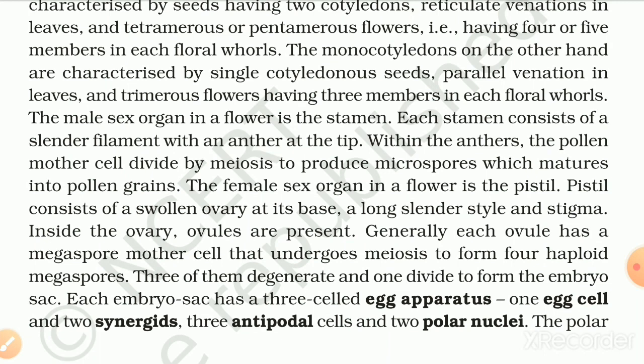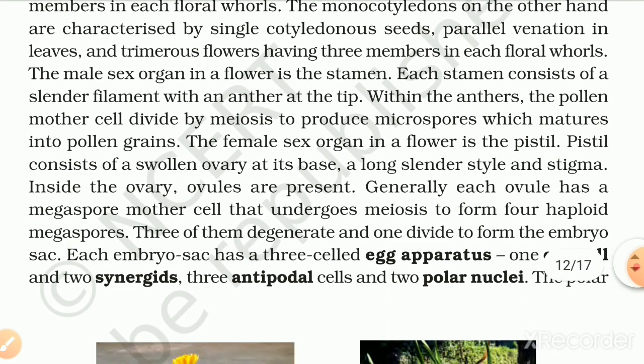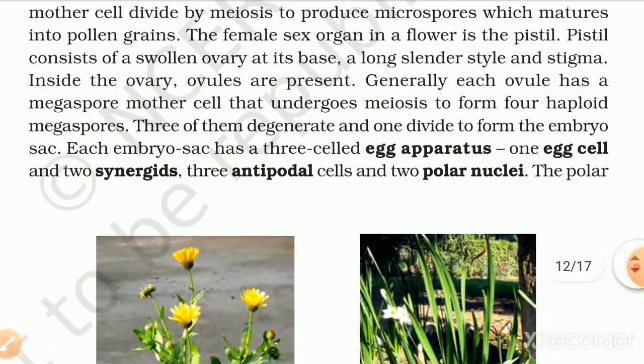The male sex organ in a flower is the stamen. Each stamen consists of a long filament with an anther at the tip. Within the anther, the pollen mother cells divide by meiosis to produce microspores, which mature into pollen grains. The female sex organ in the flower is the pistil. The pistil consists of a swollen ovary at its base, a long style, and stigma. Inside the ovary, ovules are present.